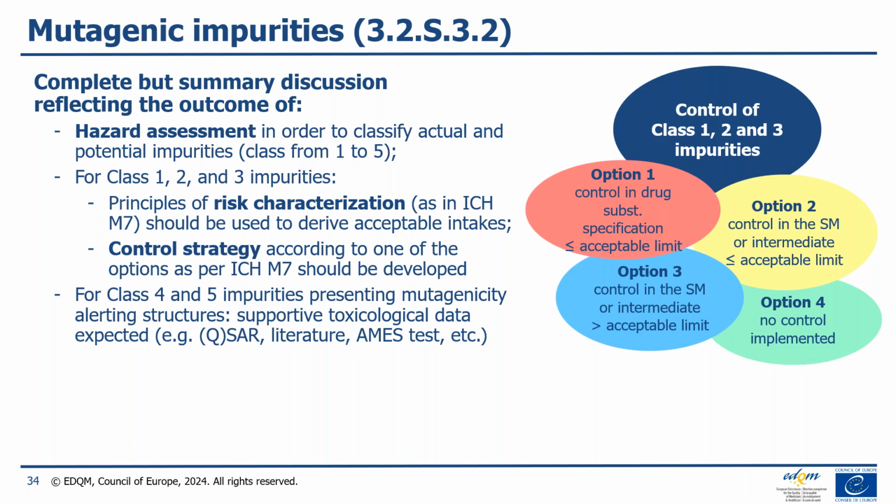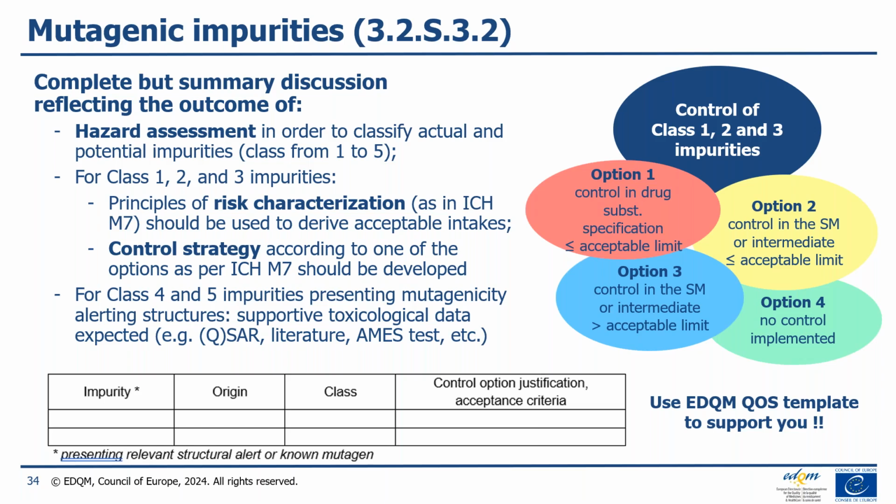For class 4 and class 5 impurities presenting mutagenicity alerting structures, we do want to see supportive toxicological data that provide us assurance that this is really the case and that these impurities can be treated as non-mutagenic. Here again, the EDQM quality overall summary template is there to support you. So you can do all your backstage work and then prepare a table based on the one you can see on the screen in order to summarize and report the information you want.